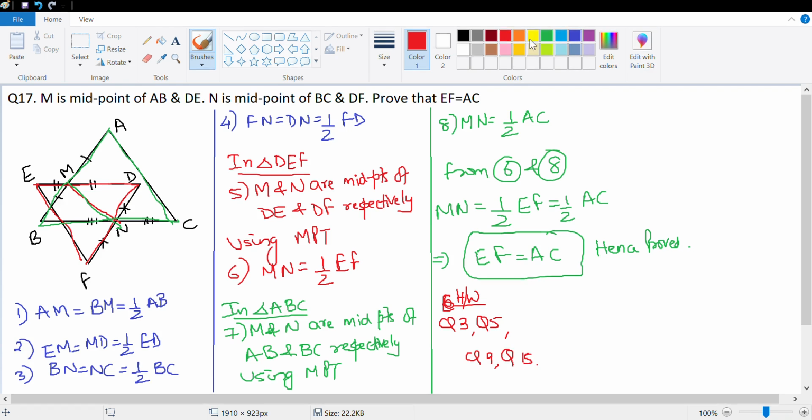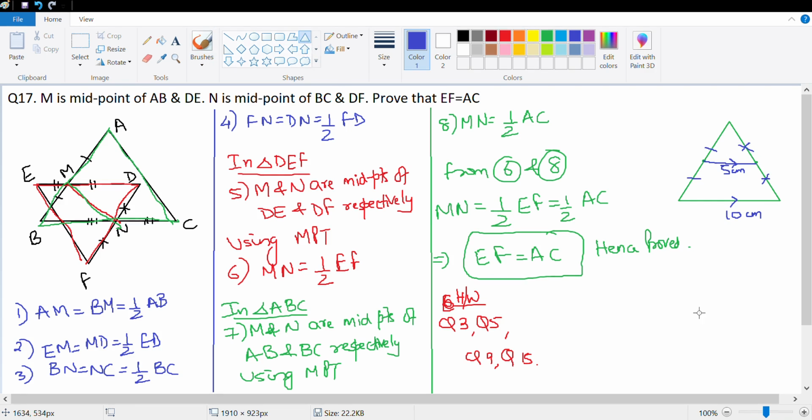Perfect. A quick revision, which is what is this midpoint theorem? In case I have a triangle and I join the midpoints of two sides, the line joining the midpoints of two sides is parallel to the third side and is half of it, which means if this is 10 centimeter, this is 5 centimeter. This is if I am joining two midpoints in a triangle.